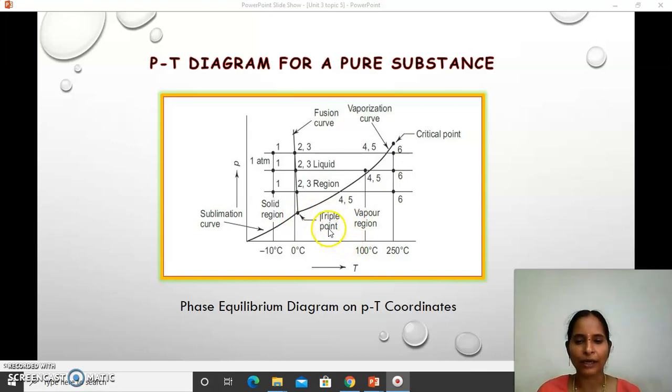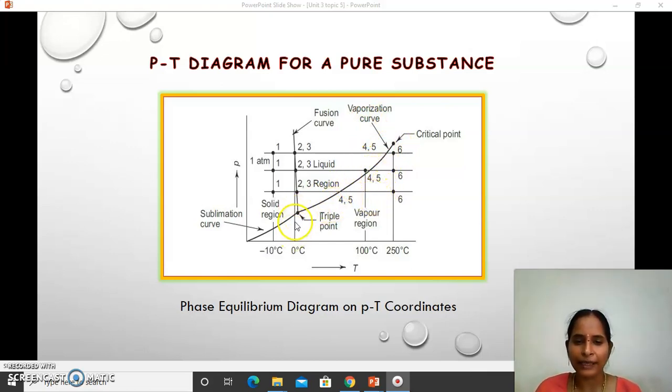What is this triple point? Let me first explain what sublimation, fusion and vaporization are. Sublimation means an equilibrium exists between the ice and the vapor. Fusion is the existence of an equilibrium state between water and the ice. And vaporization is the equilibrium state between the water and the water vapor, right?